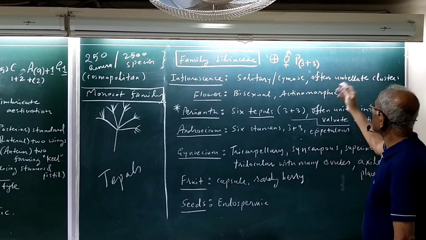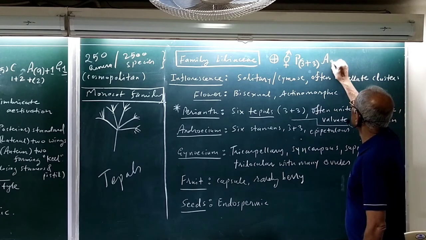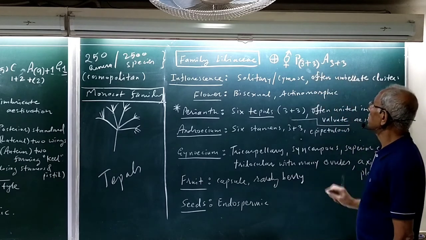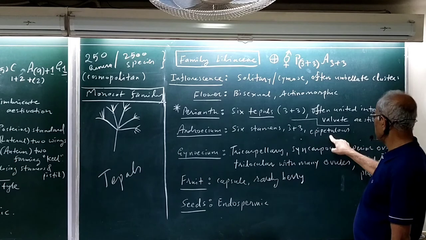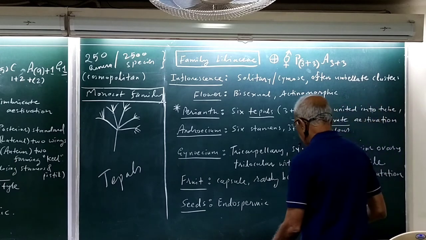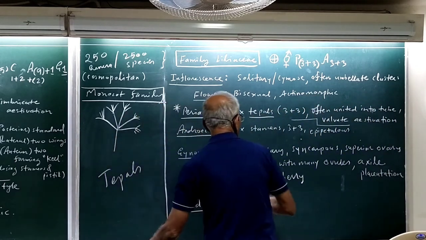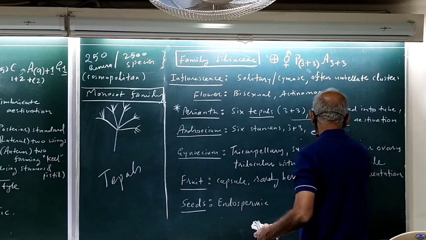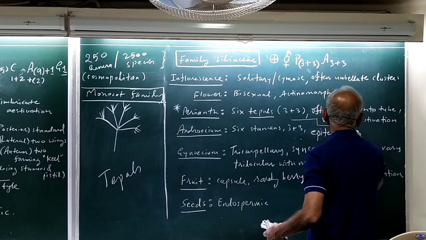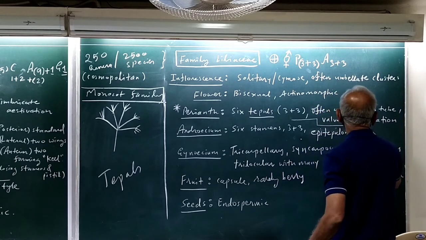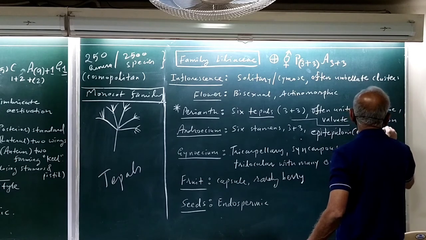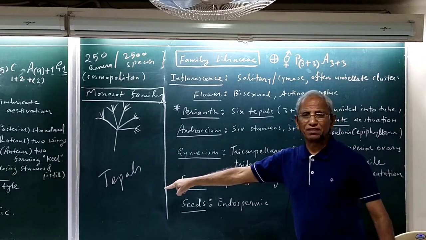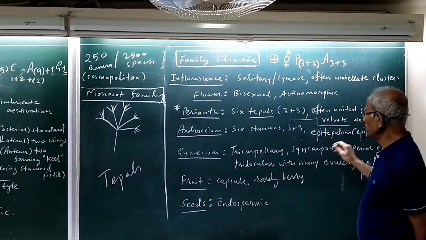Androecium 6 stamens, they are free. Androecium 3 plus 3. Again, these are all against these tepals. And they are epitepalous. What do you mean by epitepalous? Sometimes this epitepalous is also called epiphyllous. Epitepalous, because they are attached to tepals, that's why, epitepalous, which is sometimes called epiphyllous.